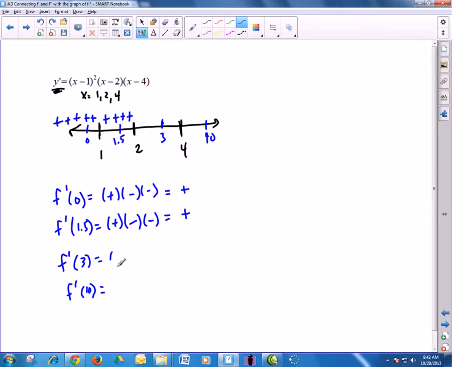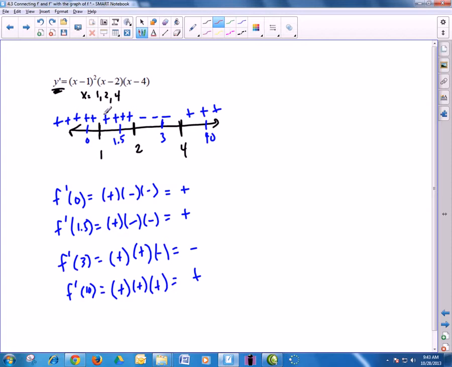Then at 3, this is always going to be positive. 3 minus 2, that's positive. 3 minus 4, that's negative. So you get a negative answer. And then if you plug 10 in there, that's why using really large values of positive or negative might make it a little easier. When you plug 10 in there, all of them are going to be positive, giving you obviously a positive product.